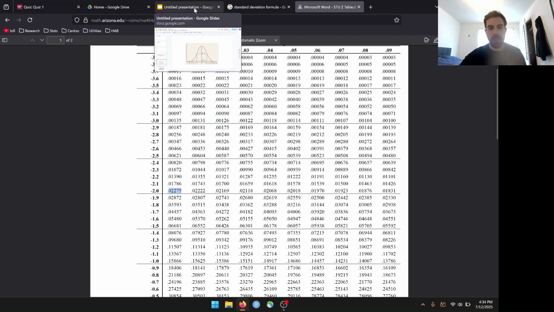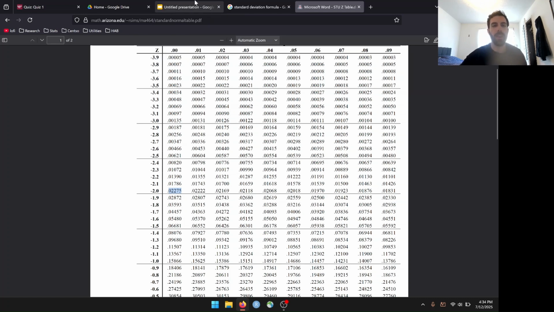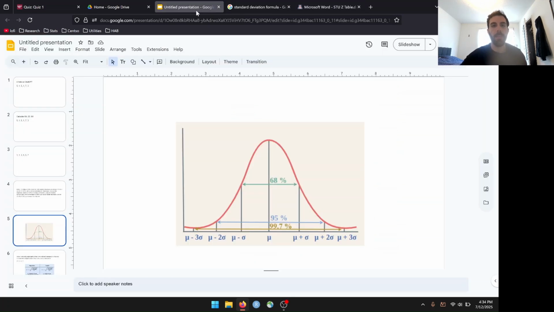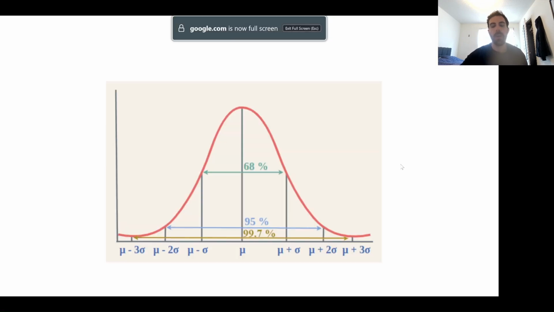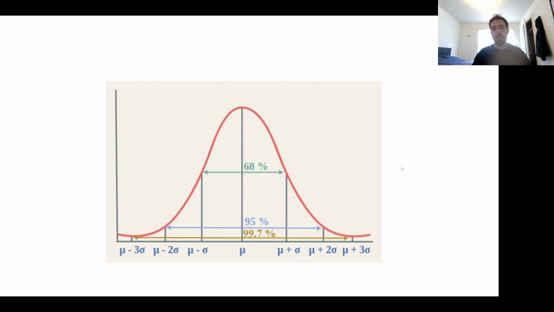Or you could plug it into statistical software and ask, two standard deviations away, what percentage of the data is less than that? Both of those approaches will get you 0.228. Why is that different than the approach using the empirical rule? Remember, the empirical rule is an approximation.